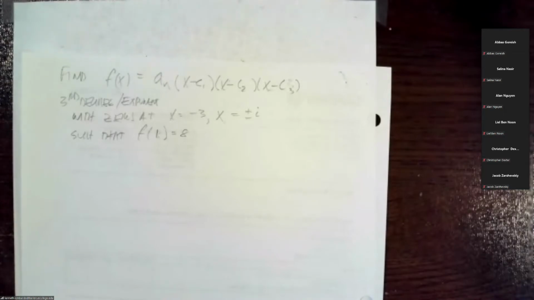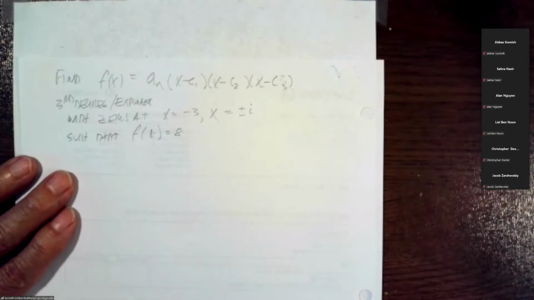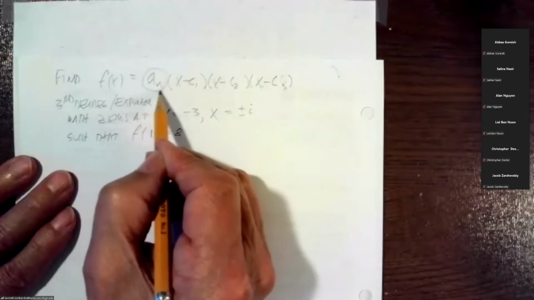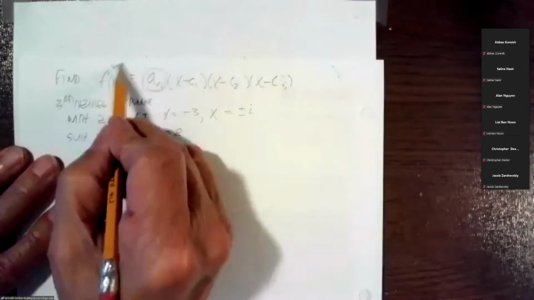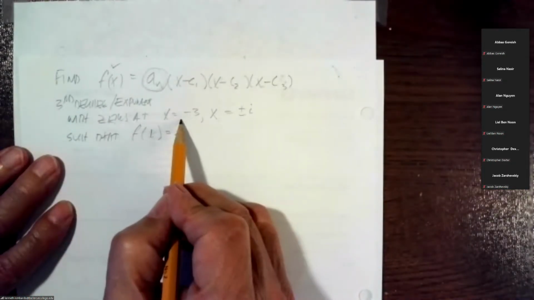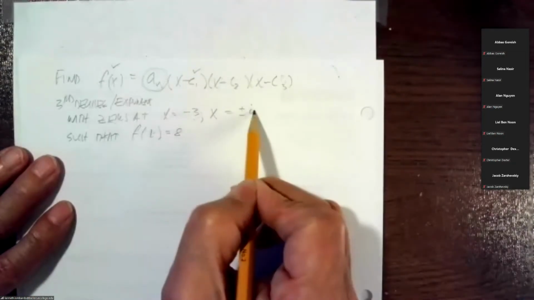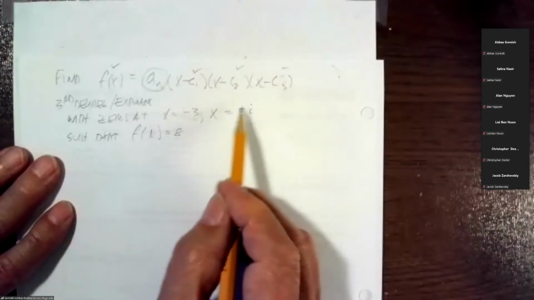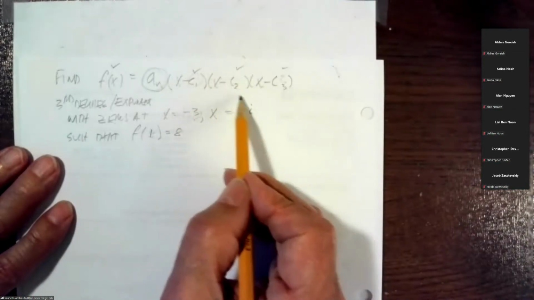Okay, if that's the case, the idea here is that we're looking for this value, this coefficient, because we know that f evaluated at 1 is 8. So we know what that value is, and we know that we have solutions at this value here and plus or minus this. So I've got 3 different solutions here, -3 and plus or minus i. So I'm going to say that's what these values are here.